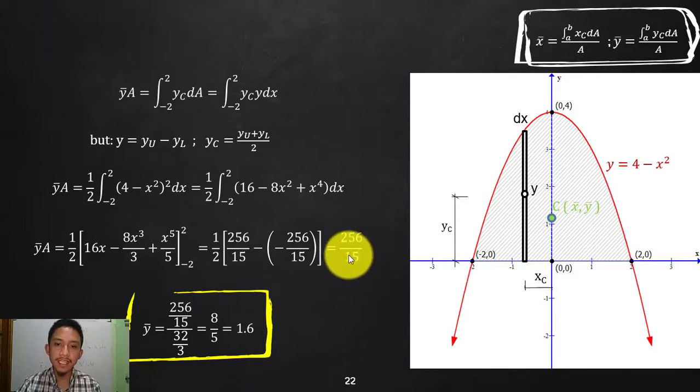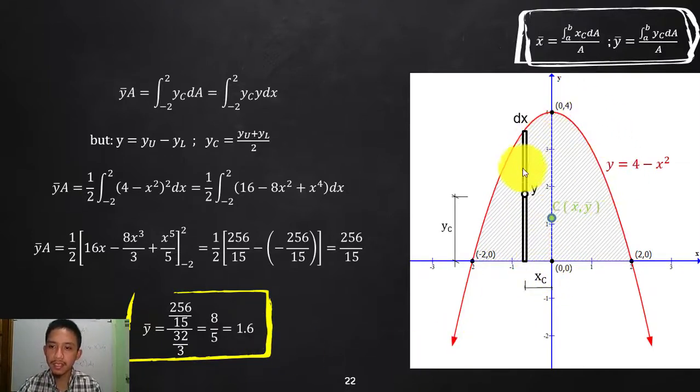And again, that is not our answer, because on the other side, you still have that A. What we are after is y bar. So we evaluated again by area that the area of that is 32 over 3. So cross multiply A. You will have your y bar as 8 over 5, or 1.6. Okay, that is 1.6.